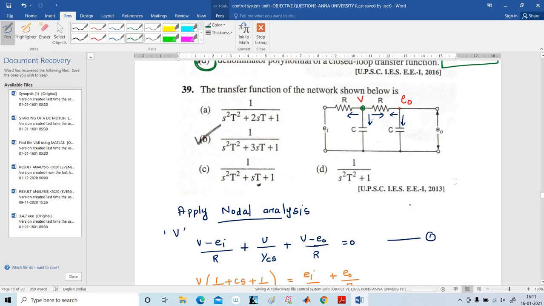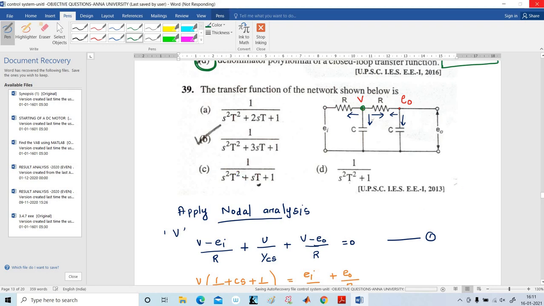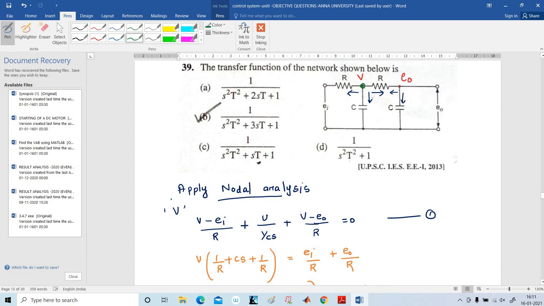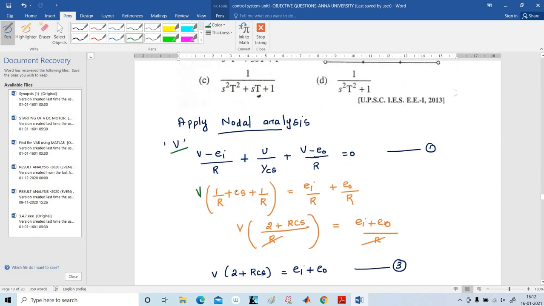After finishing this, what I have to do? After finishing this, I am going to write the equation. Apply nodal analysis for the corresponding node B. And how to write the equation? V minus EI divided by R plus V divided by 1 by Cs plus V minus E naught divided by R equal to 0. Next, I have to separate V and EI and E naught. So take V outside. So V of 1 by R plus 1 by Cs, that is Cs, again 1 by R, that is equal to EI by R plus E naught by R.